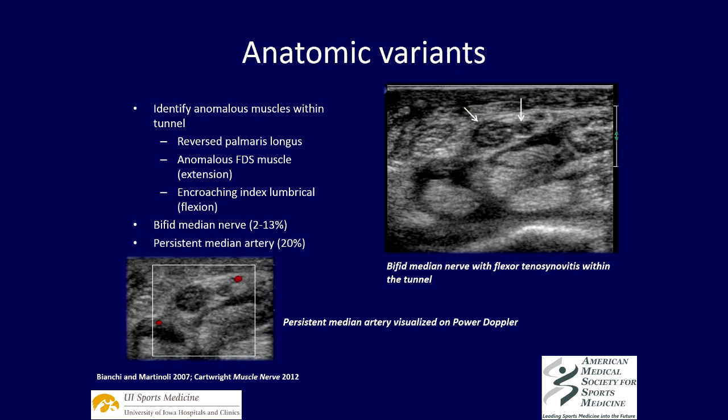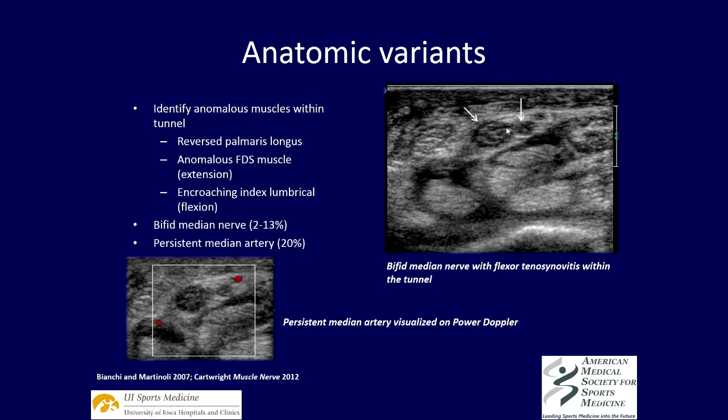There are a few important anatomic variants to note within the carpal tunnel. First, you should identify any anomalous muscles or tendons that lie within the tunnel, as these can be associated with carpal tunnel syndrome. A few of these to consider are reversed palmaris longus, an anomalous FDS muscle, or an encroaching index lumbrical. These latter two can be seen dynamically with flexion and extension as they come into the tunnel and can cause intermittent compression. Bifid median nerves are not an uncommon finding, as we can see in this image here.